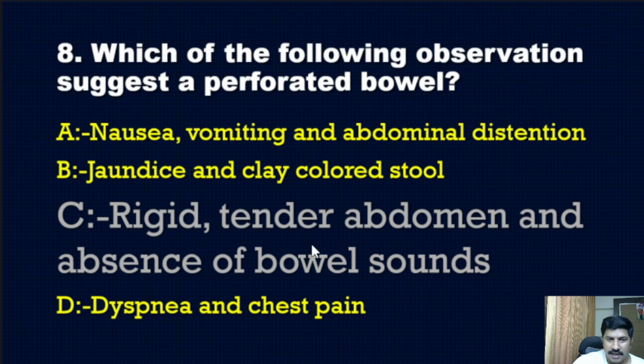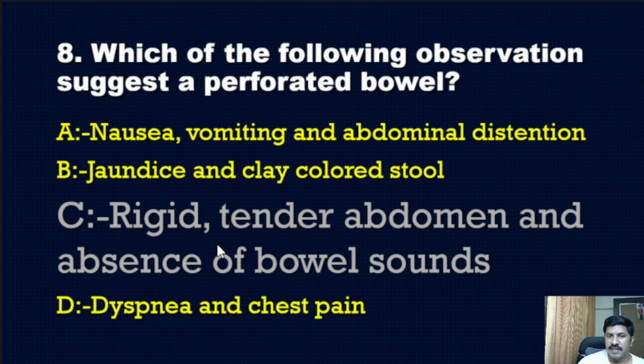So in the case of infection, the abdomen will be rigid, that is very firm during touch, and tender. Tender abdomen means while touching, the patient will experience pain, and also there will not be bowel movement, or we cannot auscultate bowel sound.